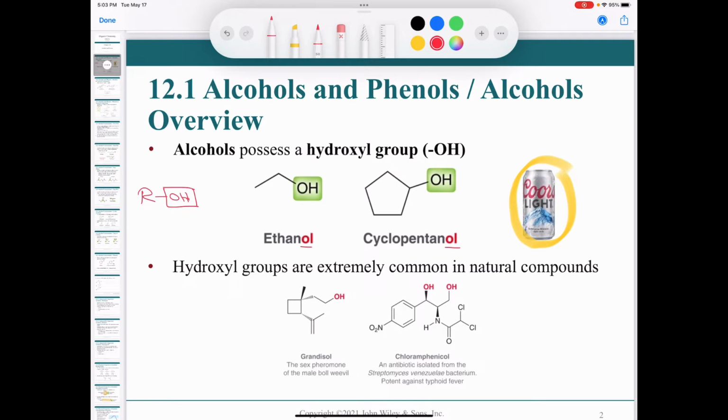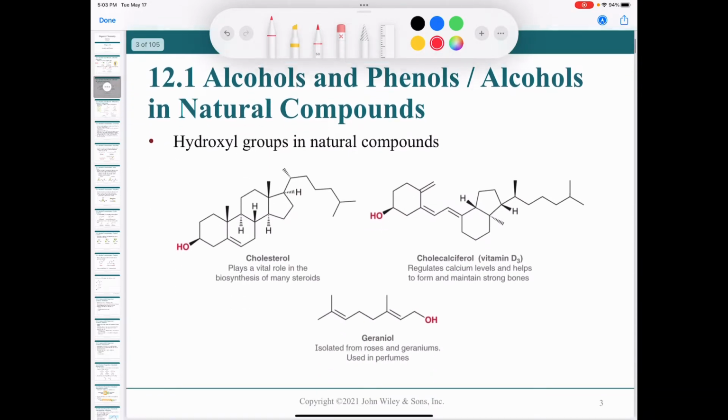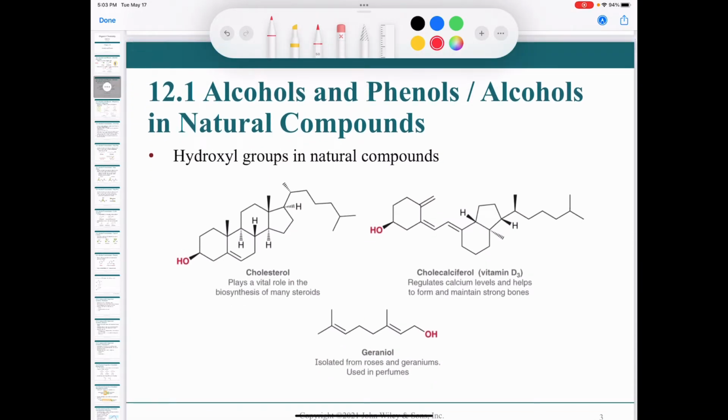Hydroxyl groups are also very common in naturally occurring compounds. For example, this grandisol, which is a sex pheromone of the male boll weevil. You can see that it has a hydroxyl. Also, this compound that's an antibiotic has two hydroxyls. But if you think about a compound that's very common in biology and biochemistry, if you studied cell membranes at all, you would be thinking of cholesterol. And cholesterol ends with -ol. And here's the structure of cholesterol right here.